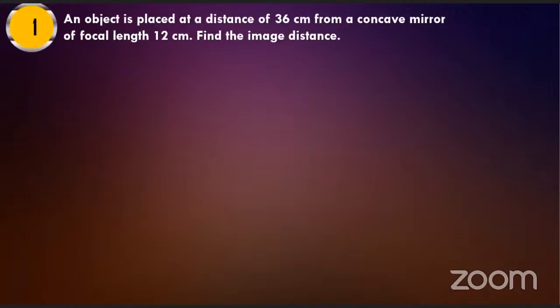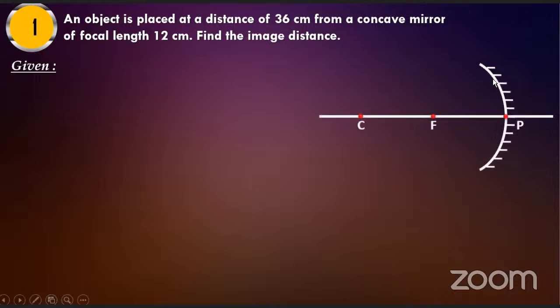Now read question number 1. An object is placed at a distance of 36 centimeter from a concave mirror of focal length 12 centimeter. Find the image distance. Which type of mirror is given? Concave mirror. So first, our step is to write the given data. Then the object is placed somewhere; we don't know the object distance. Now we have to calculate that. To find the position of the object in front of the mirror, check with the focal length. What is the focal length of the mirror?